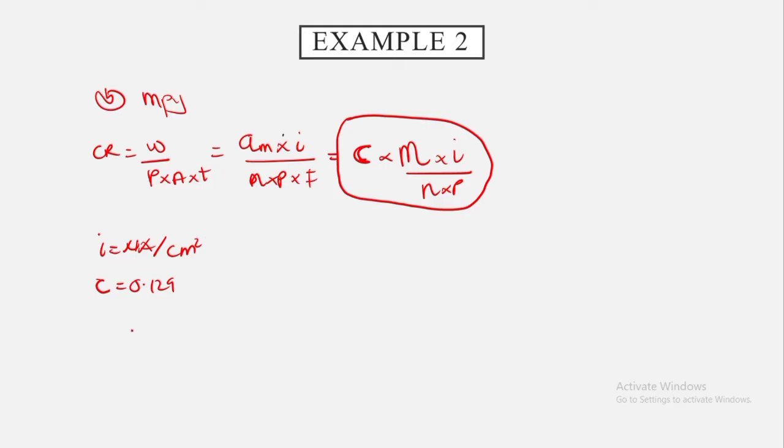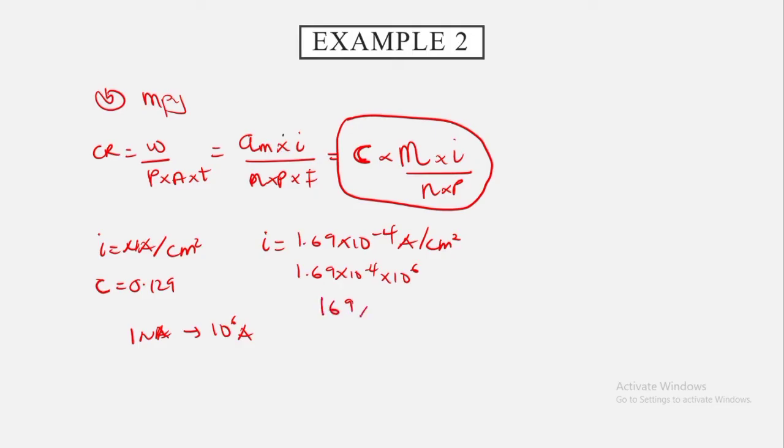Let's note that 1 microamp is equal to 10 exponent negative 6 amps. So what you do now is that you just multiply by 10 exponent 6 to the corrosion current density. In this case, the question they gave us was the corrosion current density was what? 1.69 times 10 exponent negative 4 amps per centimeter squared. So in this case, you are going to multiply this by 1.69 times 10 exponent negative 4 times 10 exponent 6 to change it to microamps, and then I'm going to get 169 microamps per centimeter squared. So always you change it to microamps per centimeter squared, and then you just do substitution.